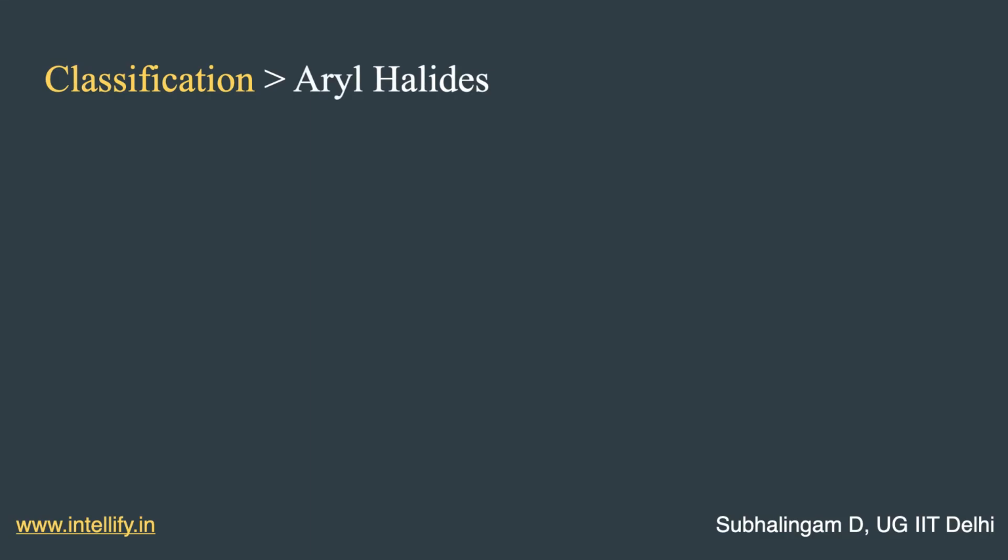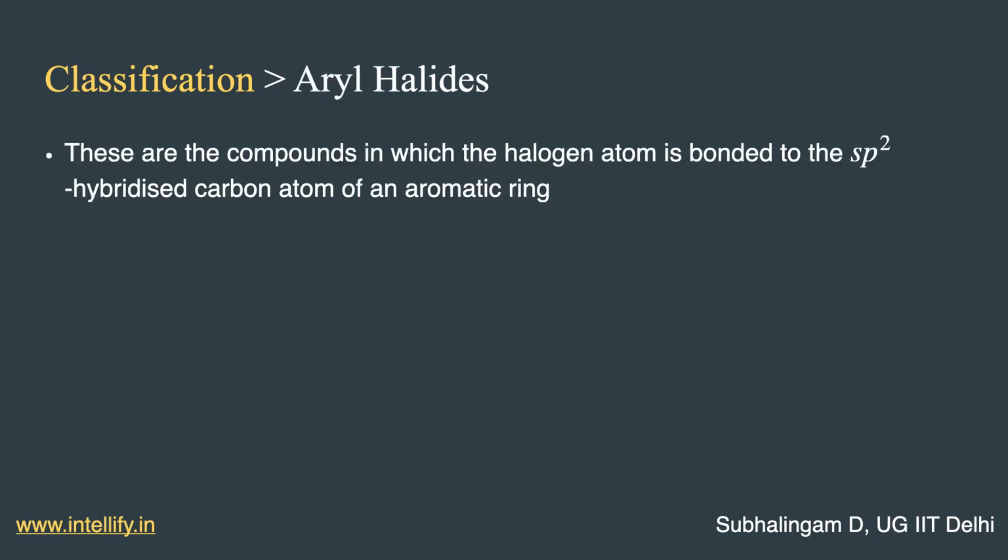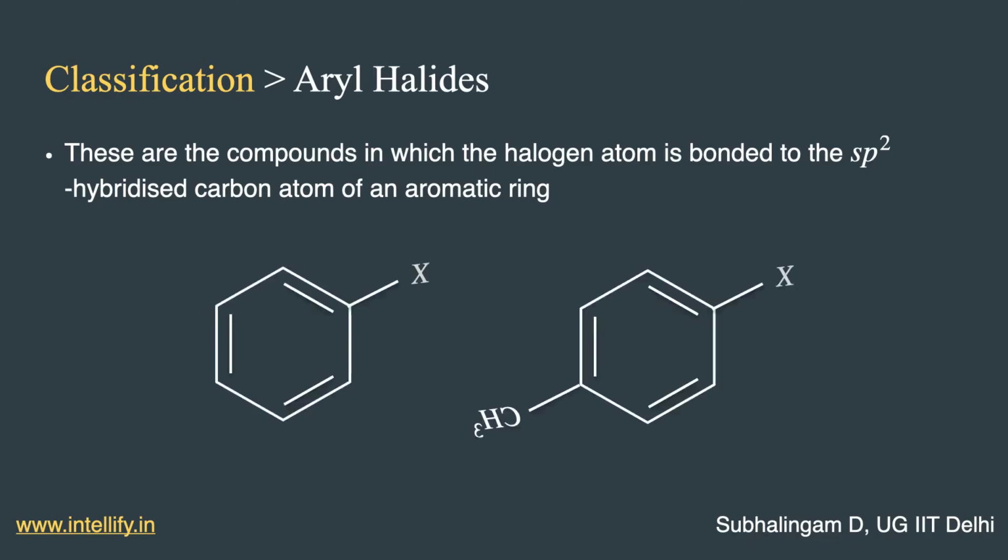Let's look into another type of compound called allyl halides. Even in this case, the halogen atom is bonded to an sp2 hybridized carbon, but this sp2 hybridized carbon is now a part of an aromatic ring like the benzene ring, as we have over here. Even this is an example of allyl halides, where the halogen atom is attached to toluene.